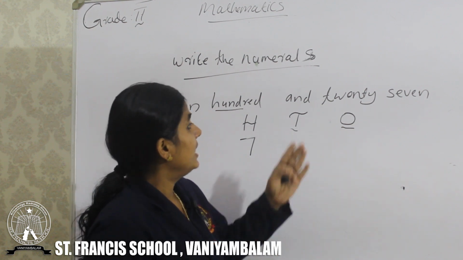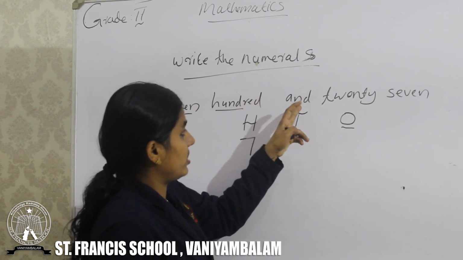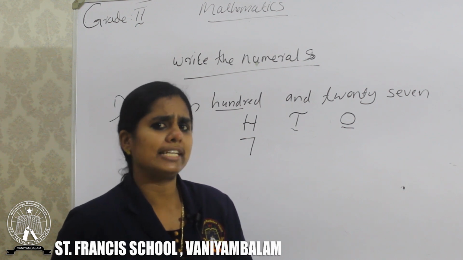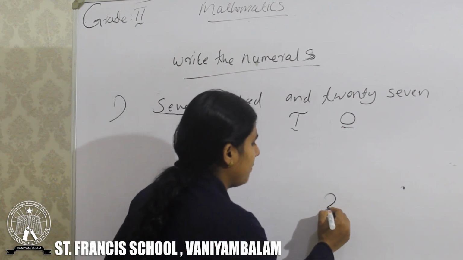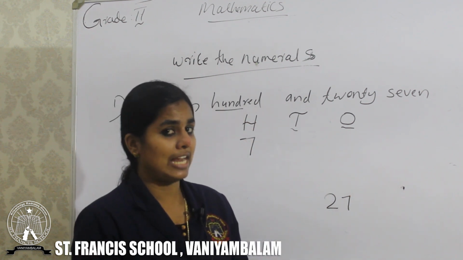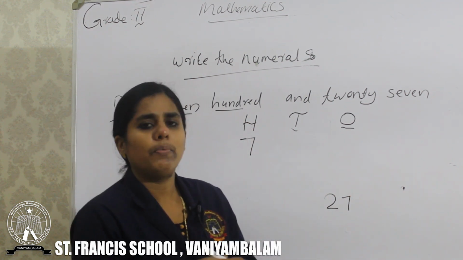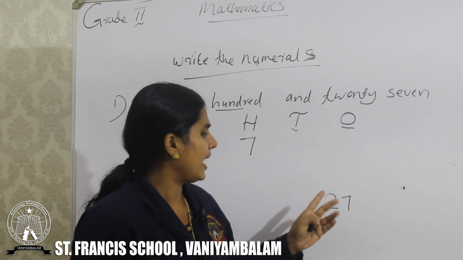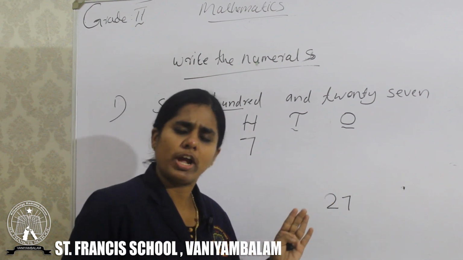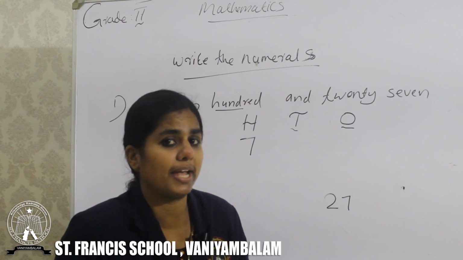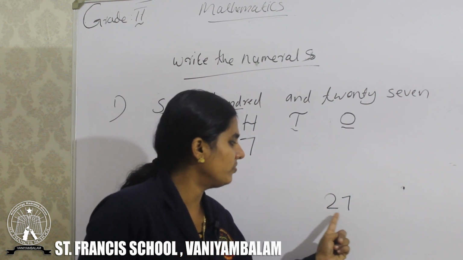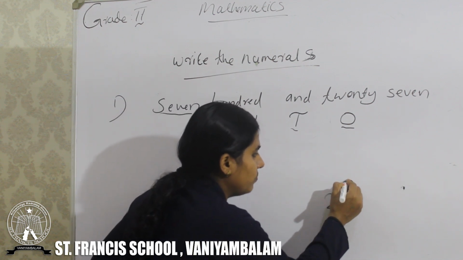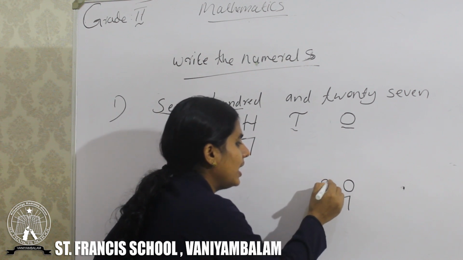Tens and ones place. Next we have which number? 27. How to write number 27? This is number 27. We already learned in our previous classes the ones and tens places. Every time, on the right side we have the ones place, and left of the ones we know is the tens.